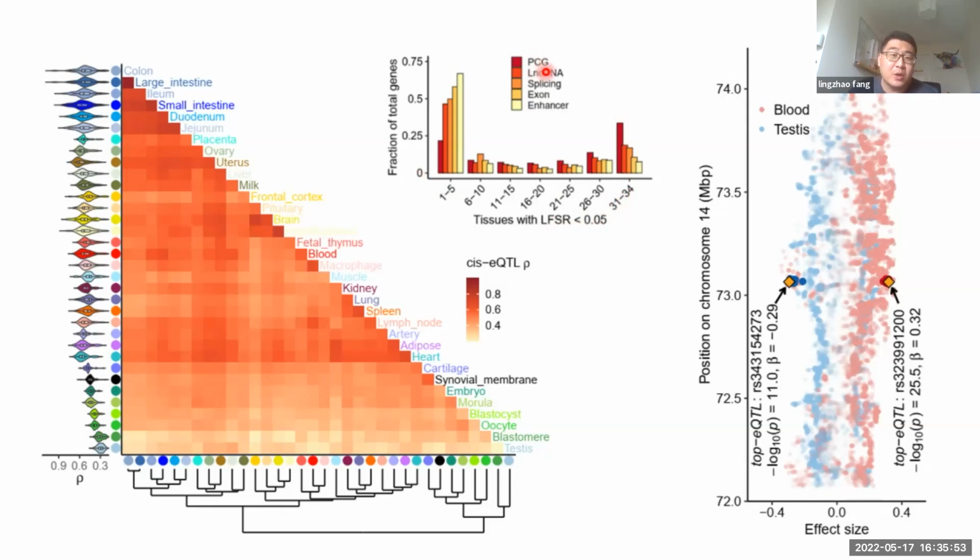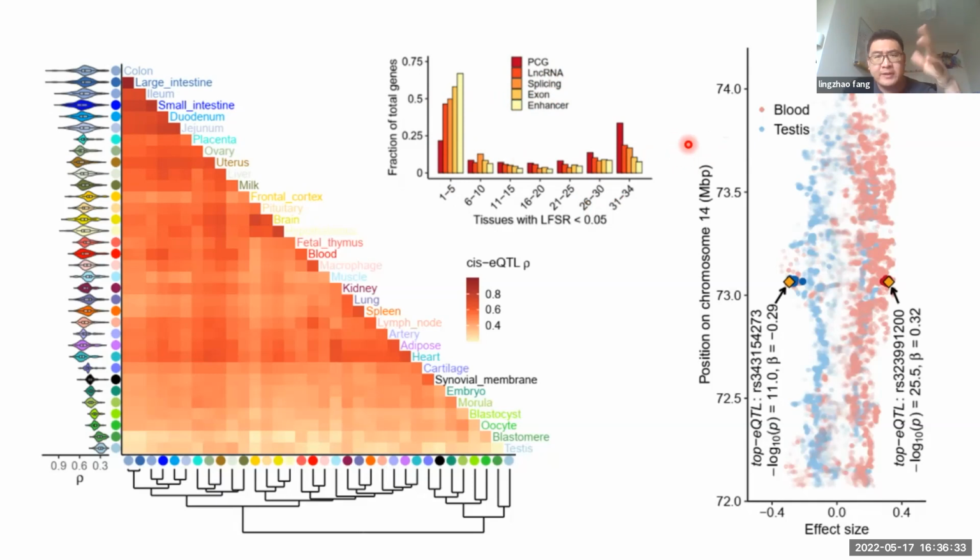So let's focus on protein coding gene eQTLs, the red bar. They show a U shape: a large proportion are tissue specific, but they also have a large proportion that are shared across all the tissues. But other types of QTLs are more likely to be tissue specific, especially exon or splicing QTLs, and also lncRNA eQTLs.